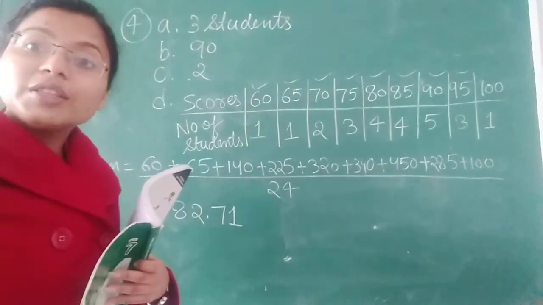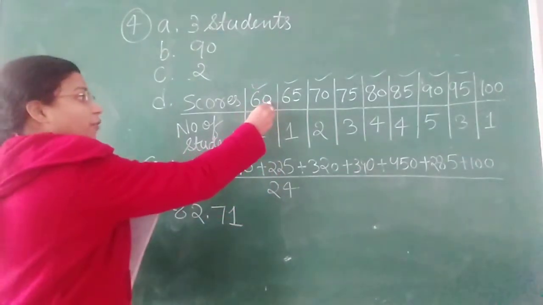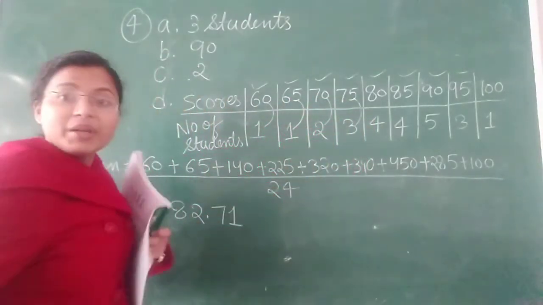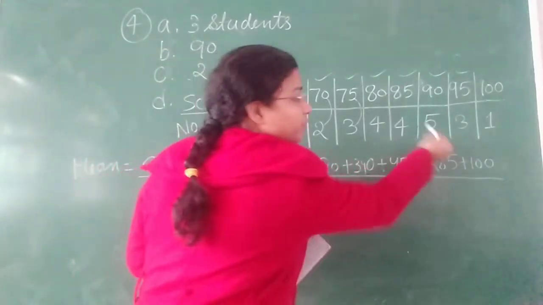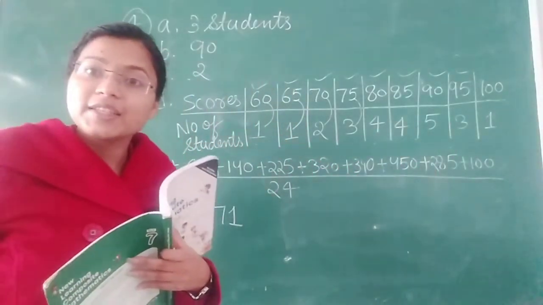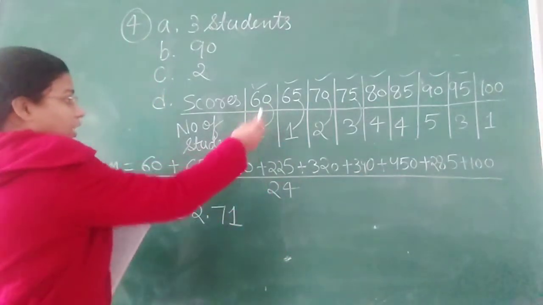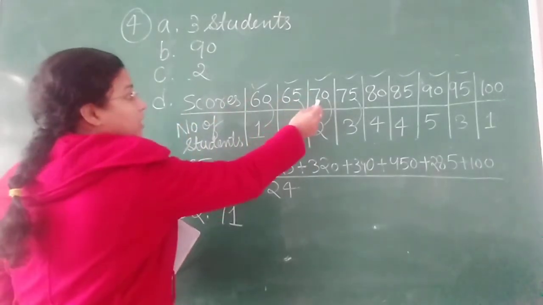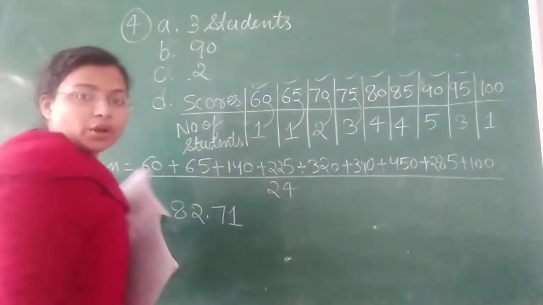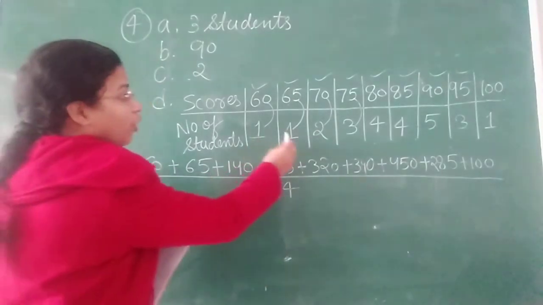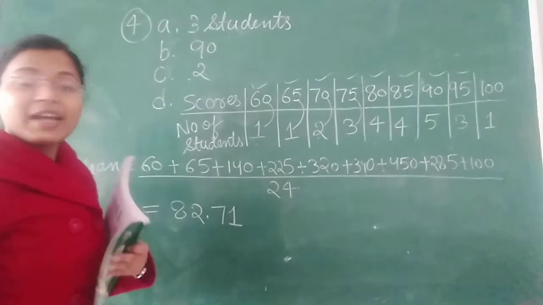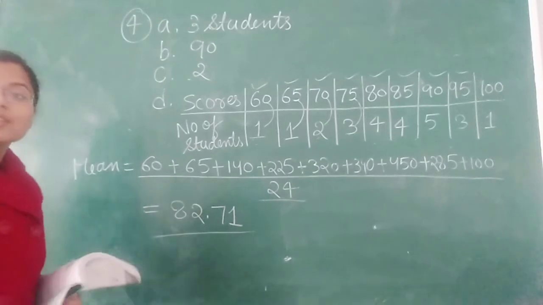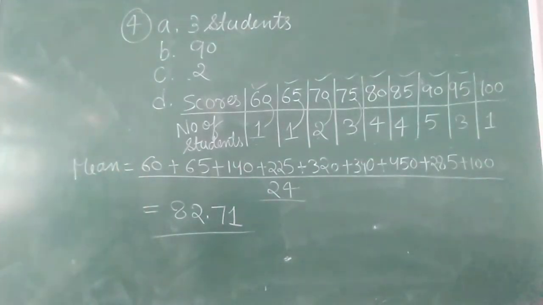Now for the mean, I have already told you that you have to multiply them in the numerator, and in the denominator you have to add them. We have already discussed this in exercise 15A. So 60 into 1 will give you 60 only. 65 into 1 will give you 65 only. 70 into 2 will give you 140 and so on. In the denominator you have to add all these and it will give you 24. When you solve it, you will get 82.71 and this is the solution for your question number 2.